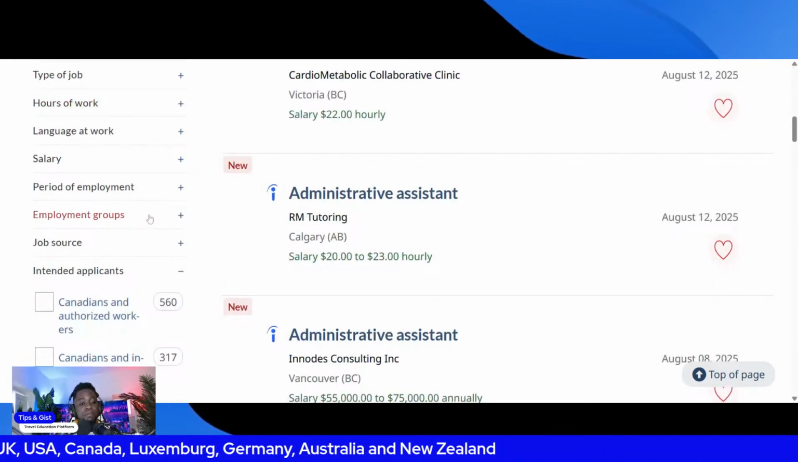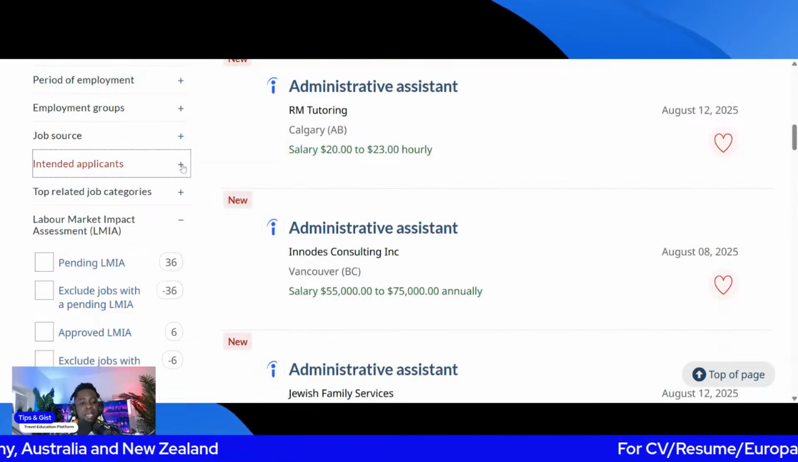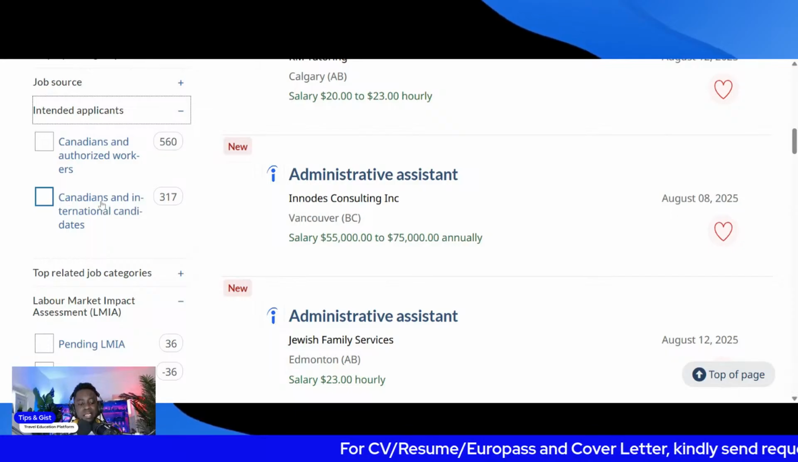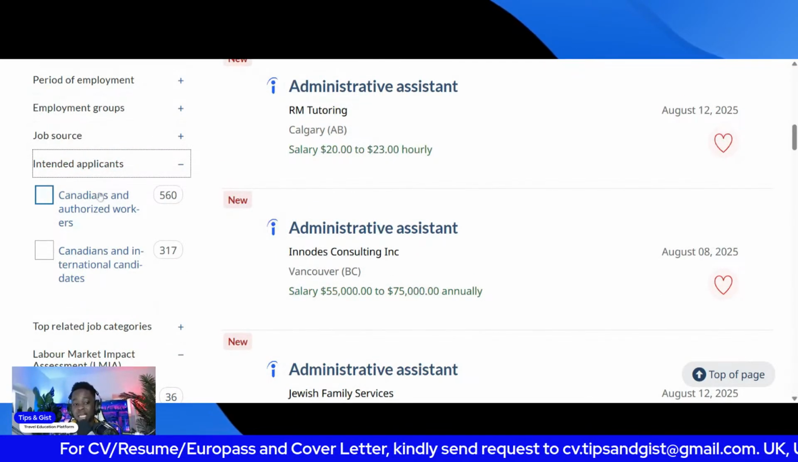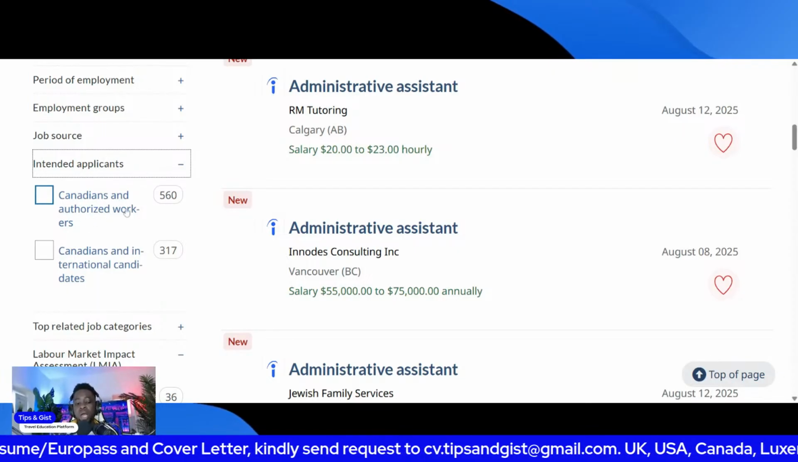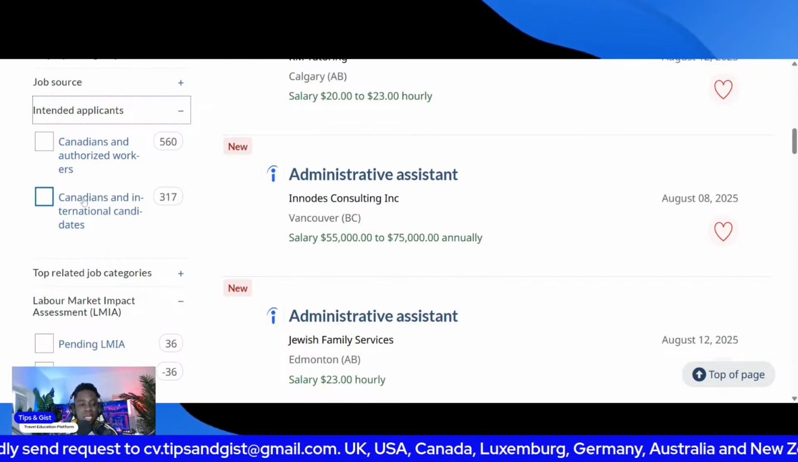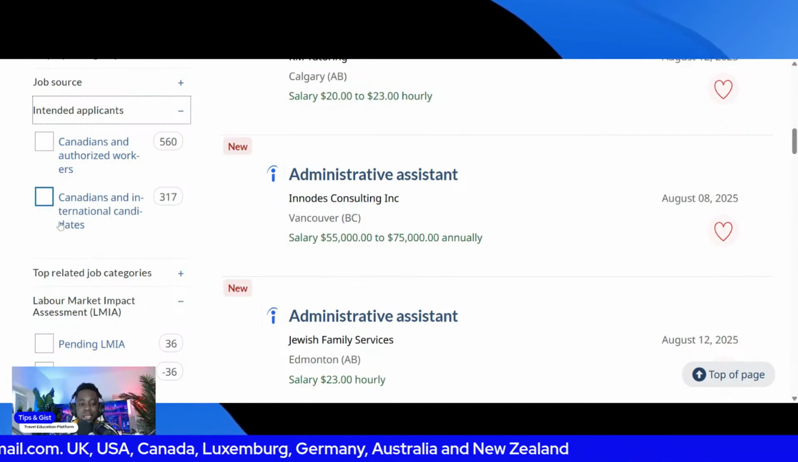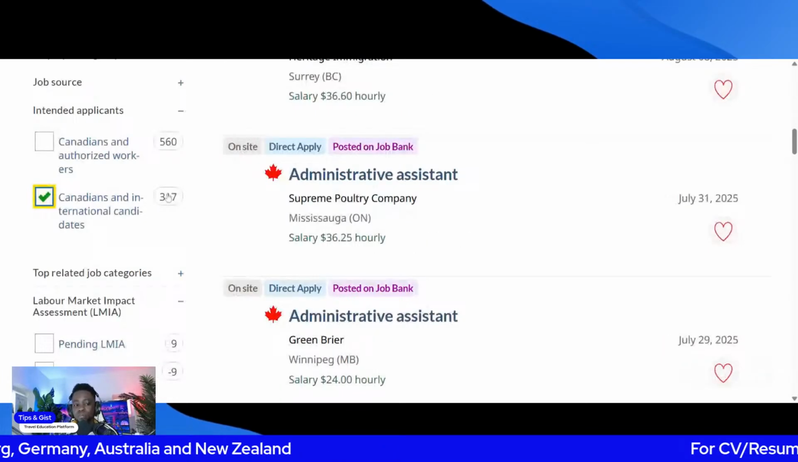Now, if we look at the left-hand side, we have intended applicants. Under intended applicants, you are going to click on Canadians and international candidates. The first one is Canadians and authorized workers. You are not a Canadian, you are not an authorized worker, you don't have a work permit, so you cannot click on the first one. But the second one says Canadians and international candidates. You are not a Canadian, but you are an international candidate. So you click on Canadians and international candidates.